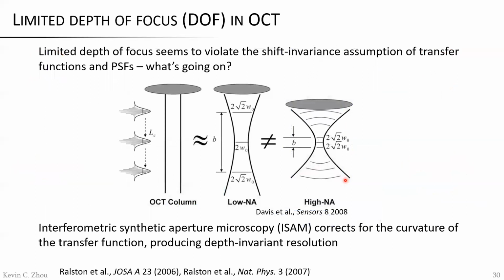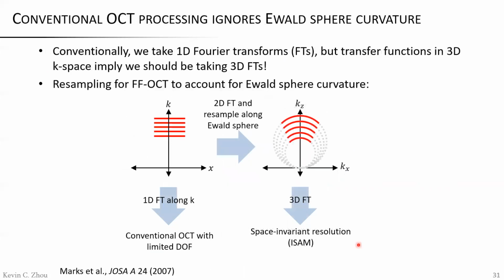So now we discuss a limited depth of field or depth of focus in OCT. As many practitioners of OCT know, OCT exhibits a limited depth of focus, which becomes more severe the higher the NA. But this seems contradictory because the concept of a transfer function or point transfer function assumes shift invariance. So if there's limited depth of focus, then that means there's a Z dependence. About 15 years ago or so, some researchers invented interferometric synthetic aperture microscopy, or ISAM, which addresses this issue, which I will now discuss briefly.